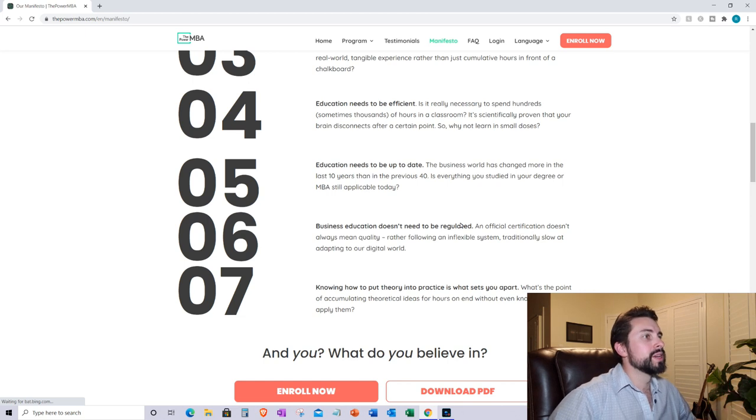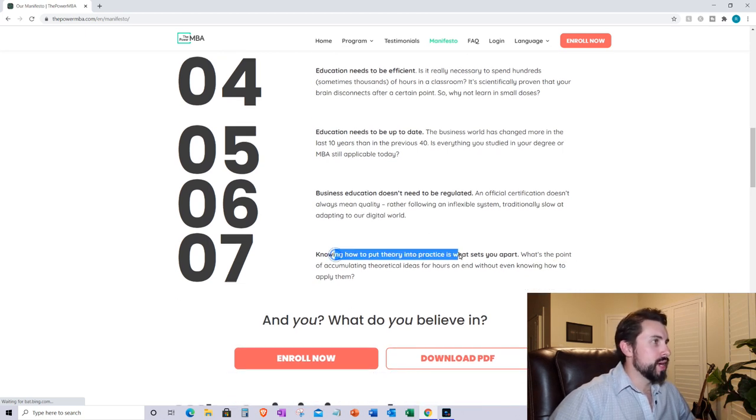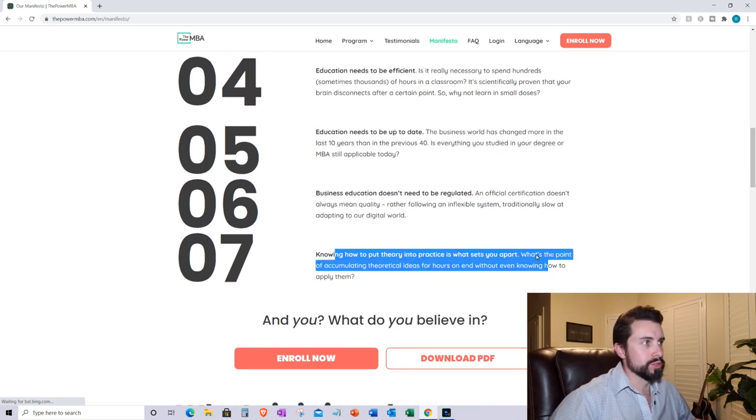And then lastly, knowing how to put theory into practice is what sets you apart. Of course, this is insinuating that traditional MBA programs don't do this, but they certainly do. We do case studies based on what actually happened with certain companies, and we read about the case, we see the context, and we apply the learnings that were taught in class.